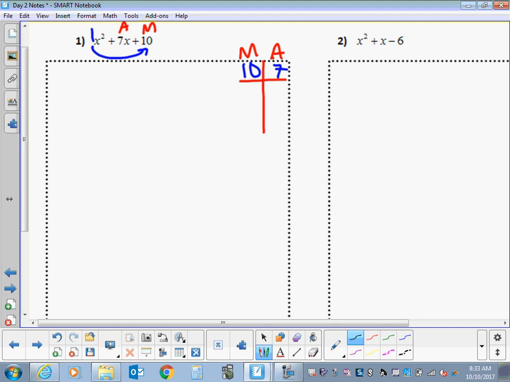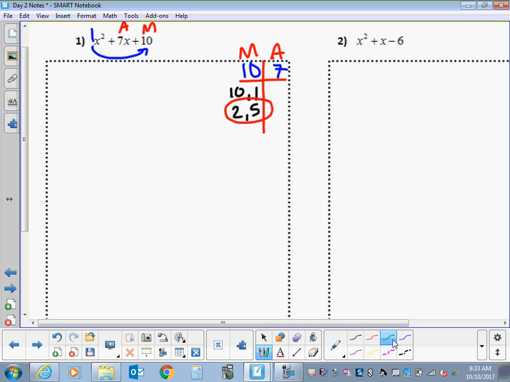Well, let's see here. I know 10 and 1, but that doesn't add to give me 7, right? What about 2 and 5? Yep, both positive, right? Positive 2 times positive 5 gives me 10. If I add them, I get 7. So those are my factors.